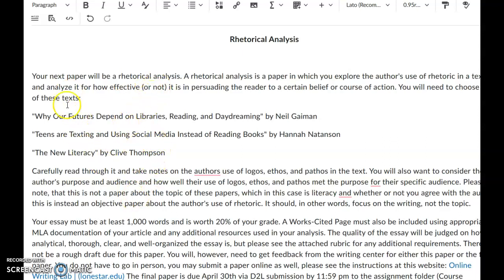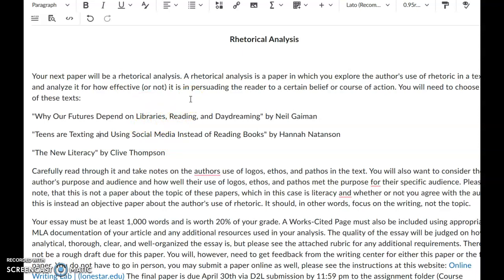So anyway, you'll want to start by picking one of these and reading it carefully. I'm not going to have you turn in an annotation of the articles, but that would be a really good idea, as if you go through and mark up, okay, here's where I see logos, here's where I see ethos, maybe put your questions, what am I missing, who do I think the specific audience is, and all that as well, okay? So you'll want a good understanding of the article and the use of rhetoric in the text.